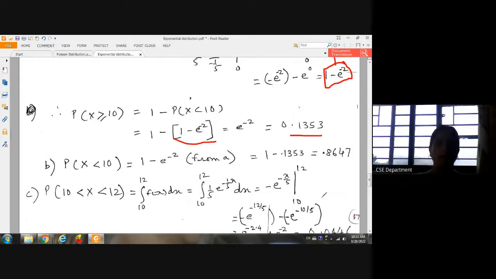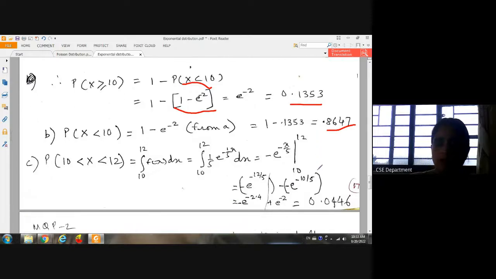Now, part B was X is less than 10. Here we have already calculated in A. Probability X is less than 10 is 1 minus e power minus 2. So we use the same thing. We already calculated that.